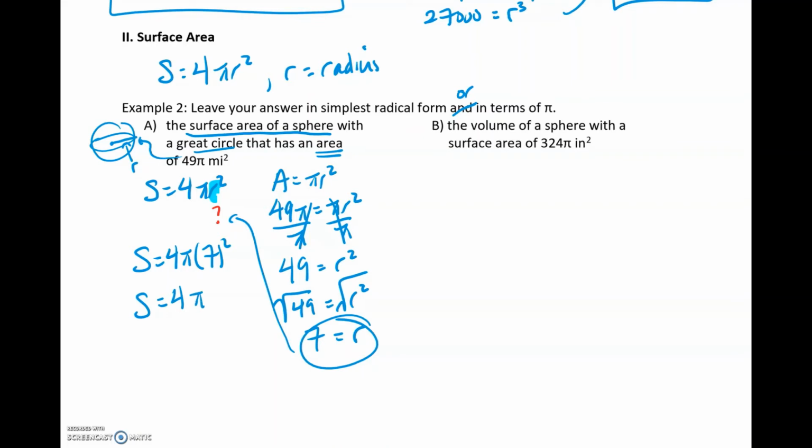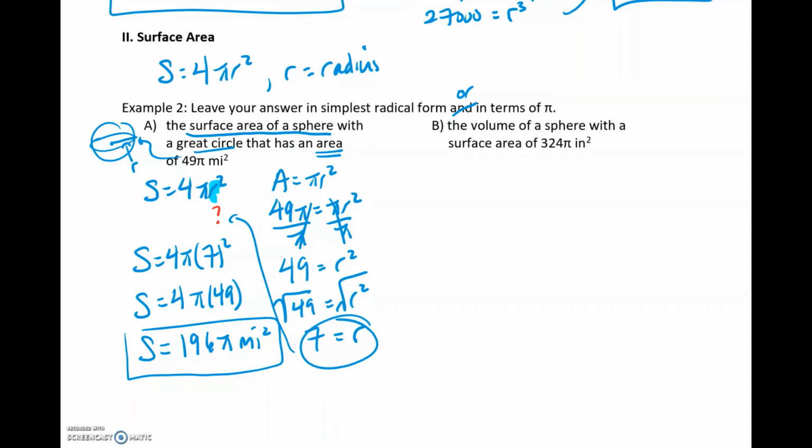So again, kind of up to you and what you're comfortable with. Again, I'm not rounding this one, so we're going to leave it as 196 pi. Again, this is surface area, so make sure you have the right units, square miles. But if I wanted you to round it, please use that pi button. Don't use 3.14.